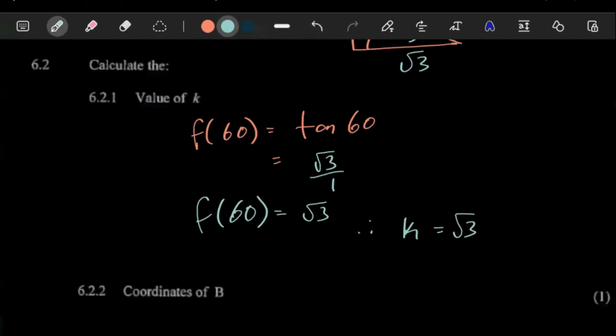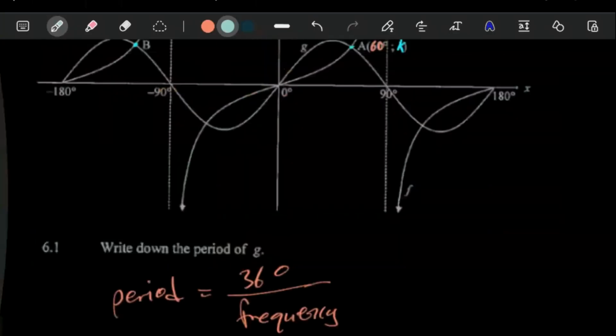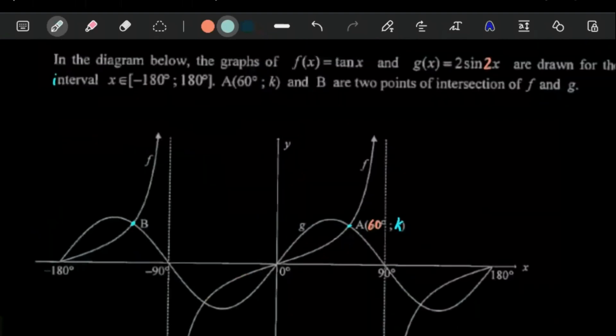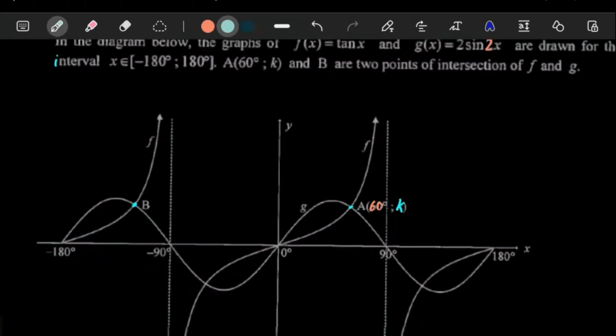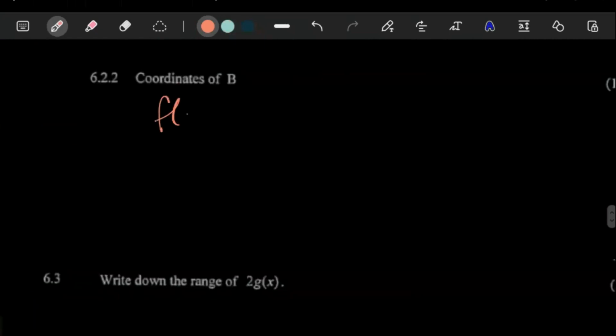So let's keep moving forward. The next question is asking us for the coordinates of B. Getting the coordinates of B shouldn't be too bad. Funny enough, it looks as though the y value of A and B are the same. Reason being, you want to see that this image here is repeating over there. So a k value here of square root of 3, we can expect the same for B. So we can just take any of our equations and make them equal to square root of 3. Let's see, I want to take the equation of tan, right? So tan x, where is it equal to? Square root of 3.